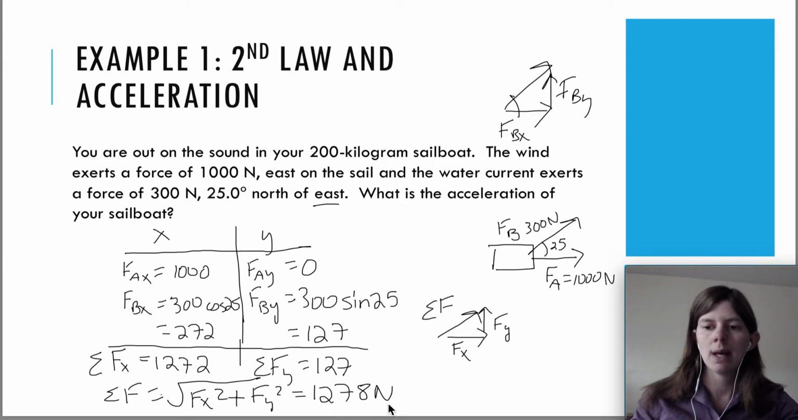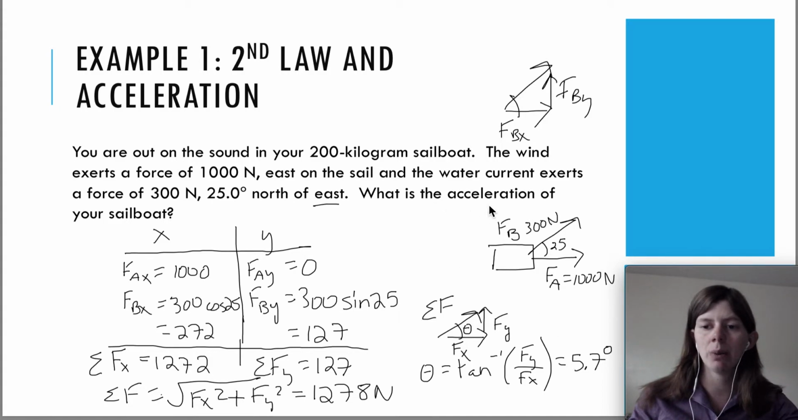And then we need to find the direction, find this angle here. We're going to use the inverse tangent to find this angle, as we did in the previous videos of vector addition. So inverse tangent of the y component over the x component. And that will give us about 5.7 degrees.